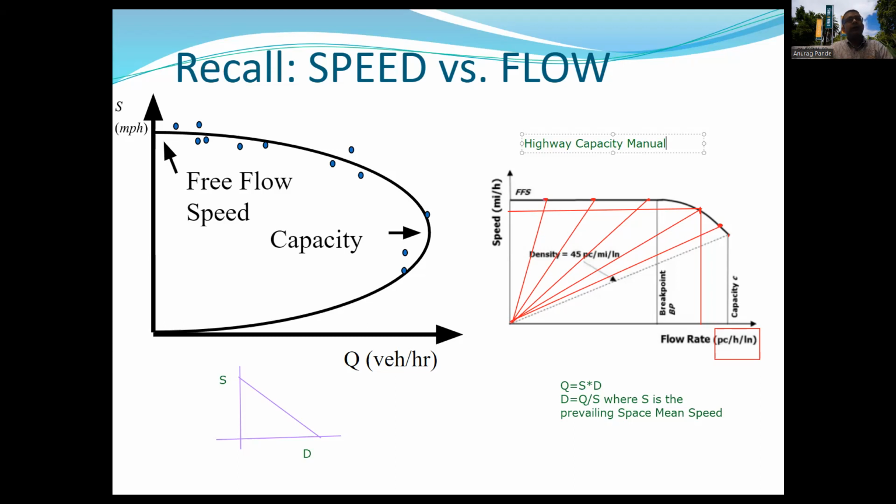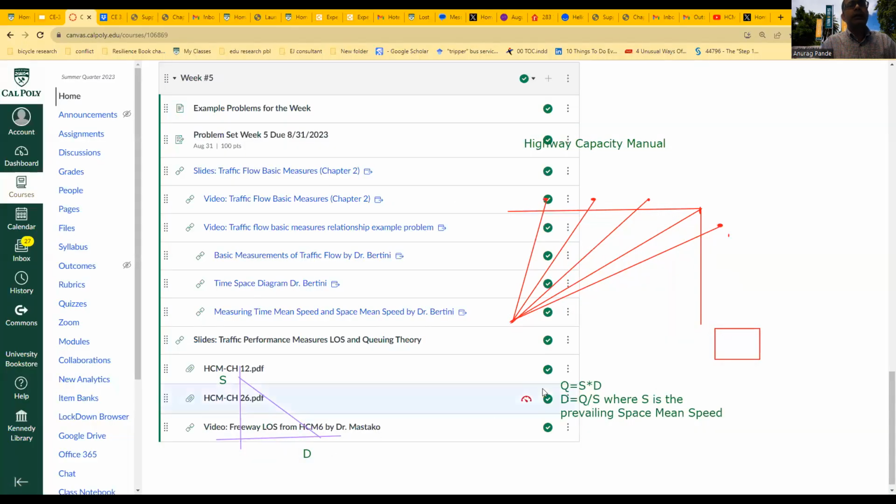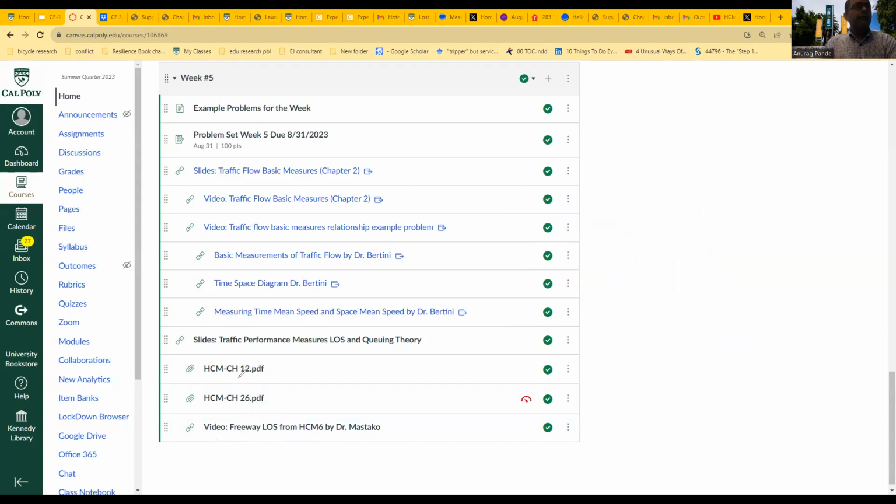Now, this is something you have to keep in mind: the example problems in your textbook may not be the most appropriate examples, or at least the solutions to those example problems may not be readily applicable. So what I've done is provide, on your Canvas page, the actual chapters from the HCM version 6.